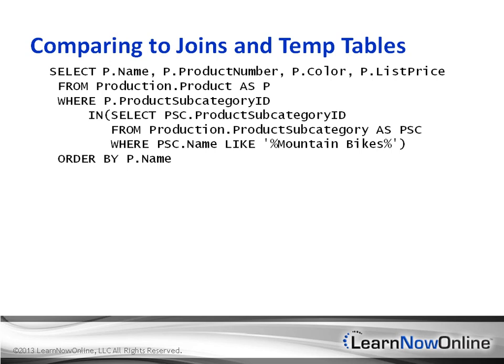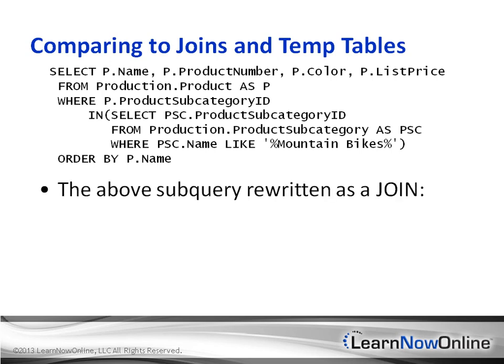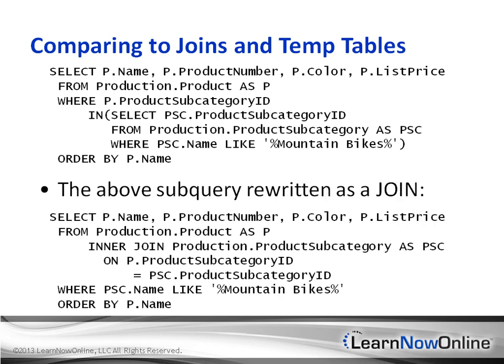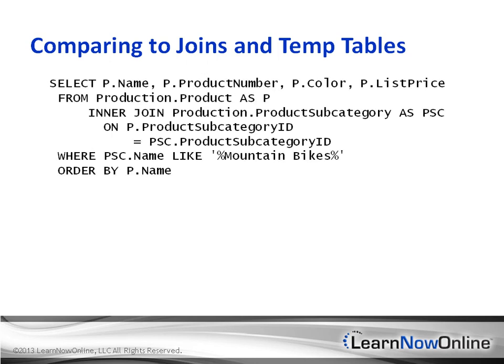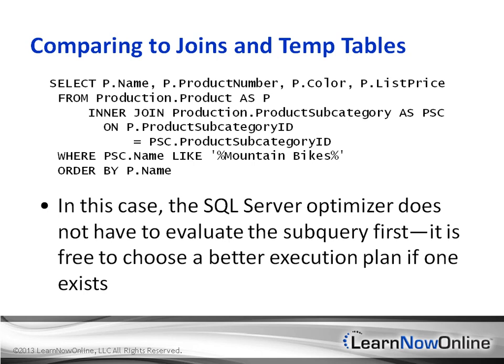So here's an example of a subquery. We're using that subquery in the IN statement within the where clause, and we can rewrite that as a join, where we are joining on the subcategories between the product and the subcategory table, and this actually performs much, much faster. In fact, in this particular case, the SQL Server Optimizer doesn't even have to evaluate the subquery. It's free to choose a better execution plan if one actually exists.